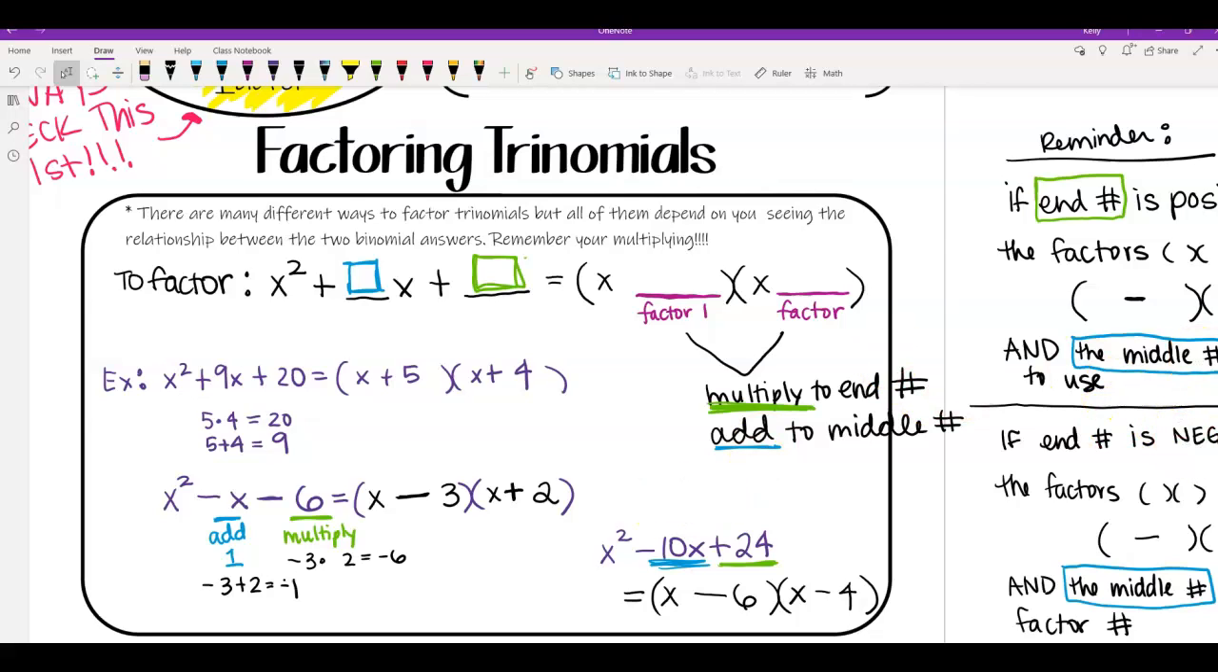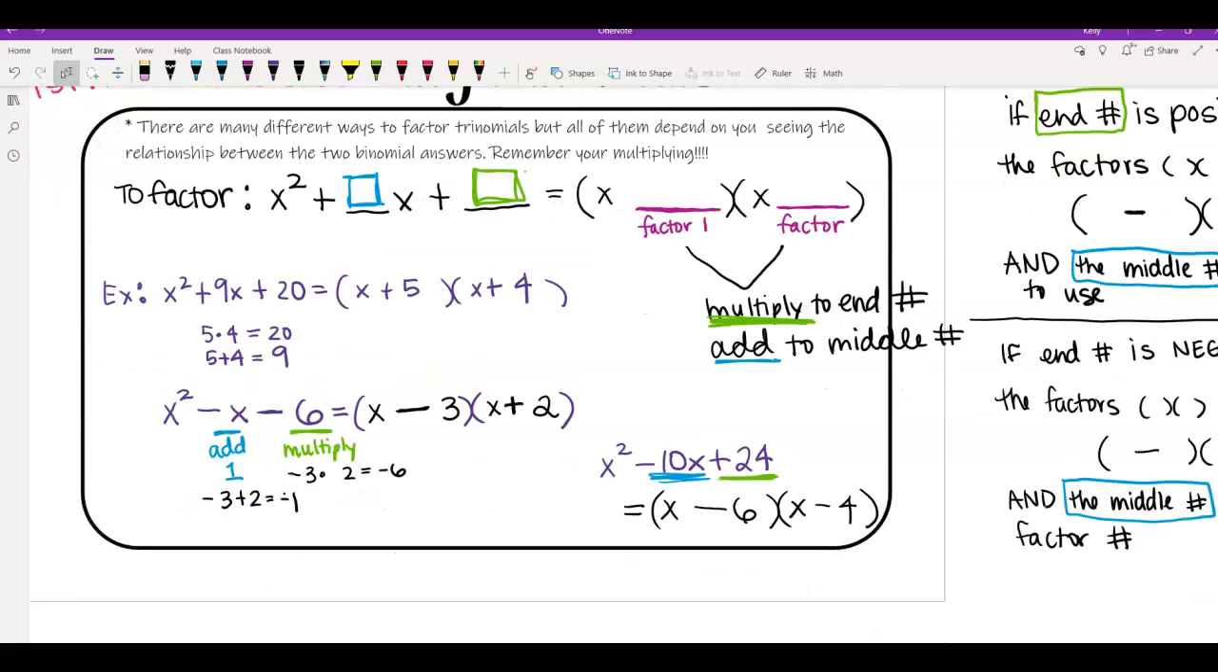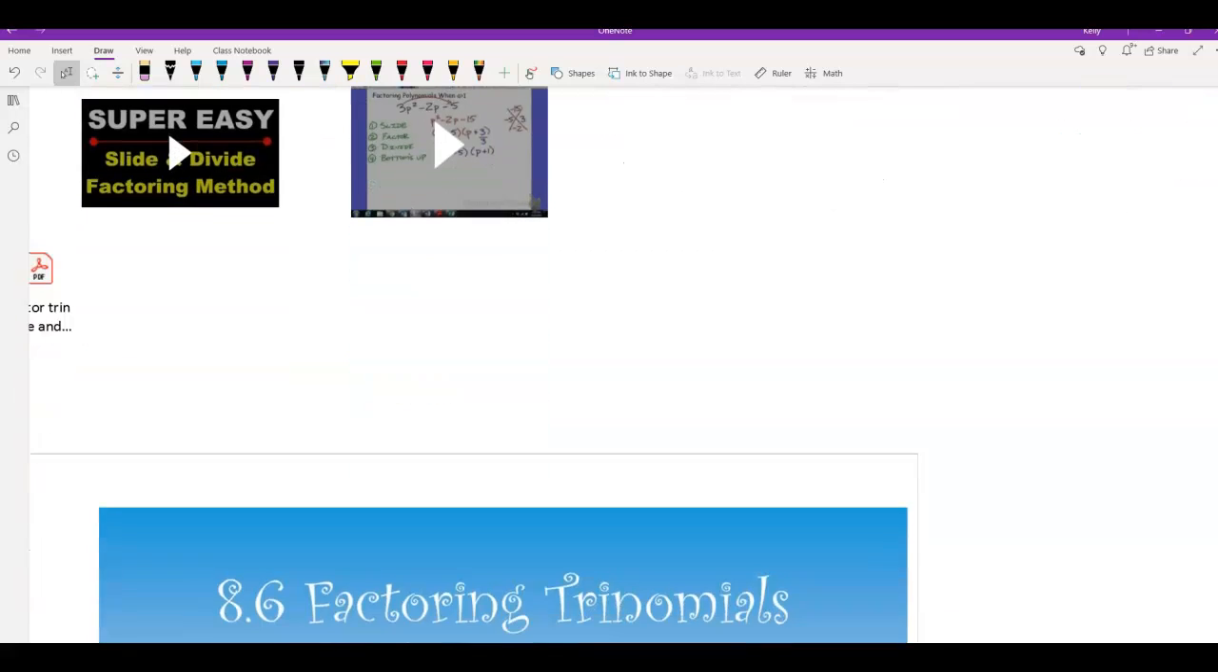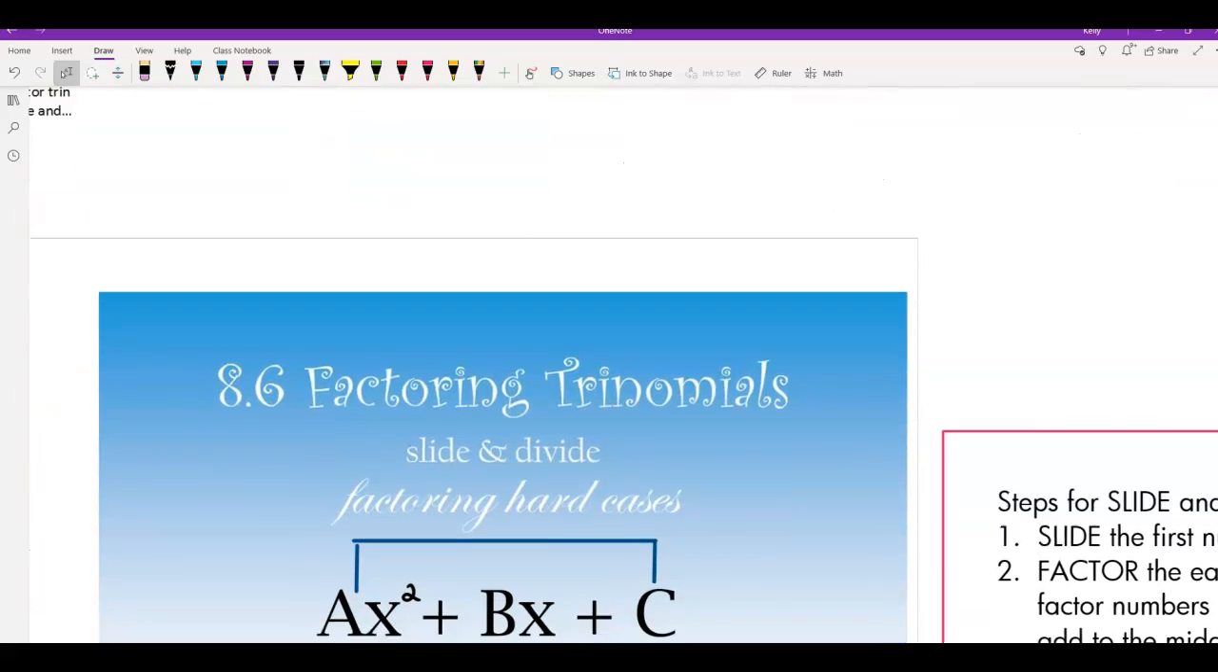Then we talked about what if they don't have a 1 in front, and that's when we talked about slide and divide. So here's a couple of videos to remind you how to slide and divide if you need to see some of those worked out, in addition to this video. And here's your quick rundown.